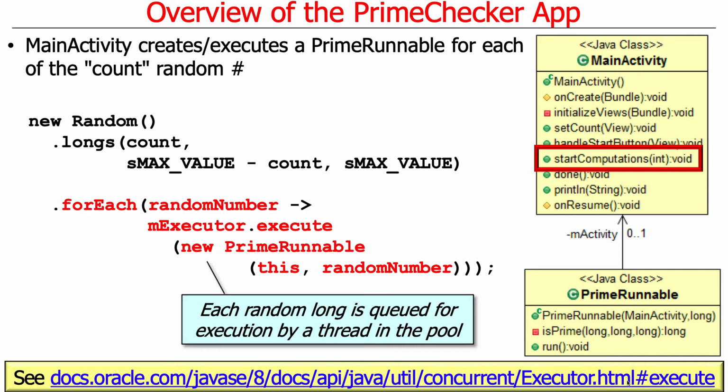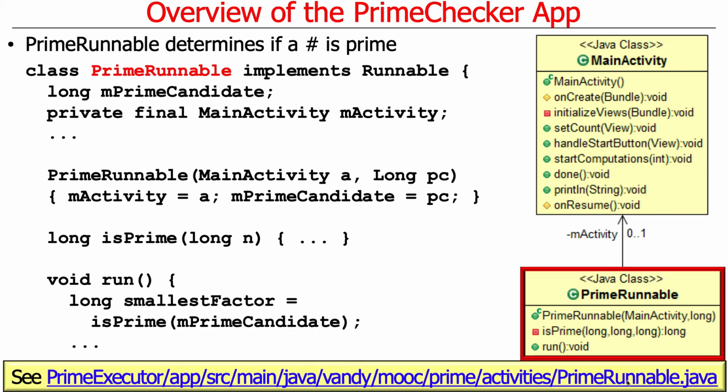And then each of these random numbers is queued for execution by a thread in the thread pool. And we do this by going through every one of the random numbers. And for each random number, we're going to execute this call, which is the PrimeRunnable object. And we give it this, which is the activity for GUI display. Don't worry about that. And the random number itself. And then that's going to go ahead and run in the background.